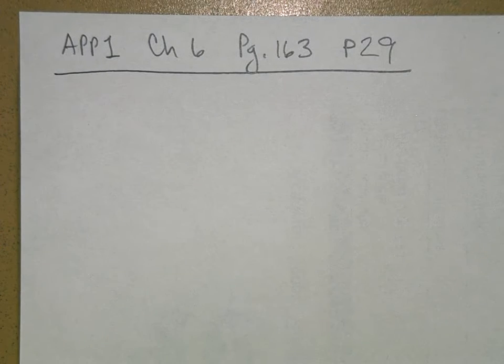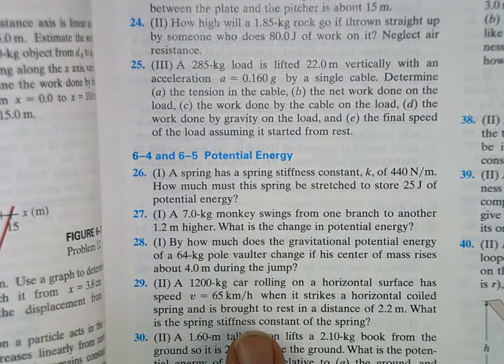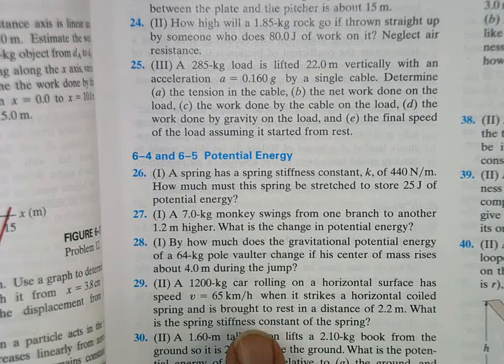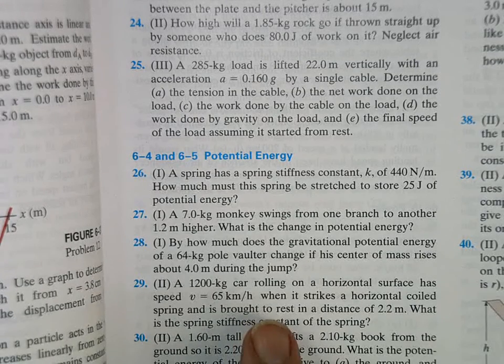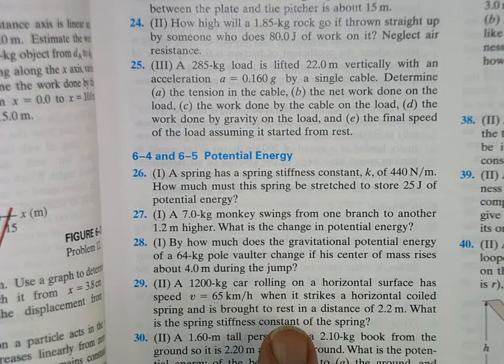Let's do problem number 29 on page 163 in chapter 6. Here's the problem. It says a 1,200 kilogram car rolling on a horizontal surface has a speed of 65 kilometers per hour. When it strikes a horizontal coiled spring and is brought to rest in a distance of 2.2 meters, what is the spring stiffness constant of the spring?